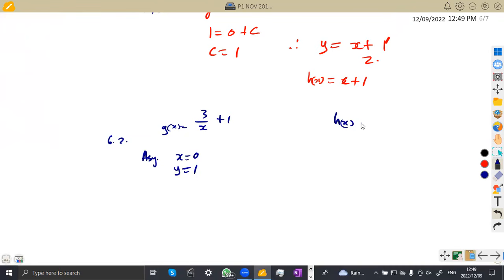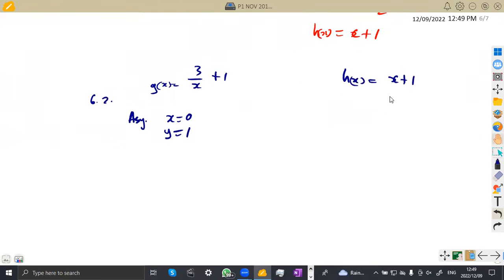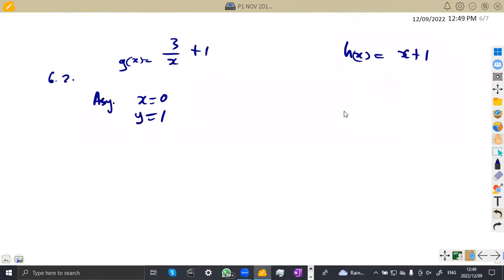And h(x) is given as x plus 1. So let's calculate for each graph what is necessary. For the hyperbola, we are supposed to find the x and y intercepts. But we can't have the y-intercept because we have an asymptote at x equal to 0, which means the graph will never pass through this part. So we are going to find the x-intercept.